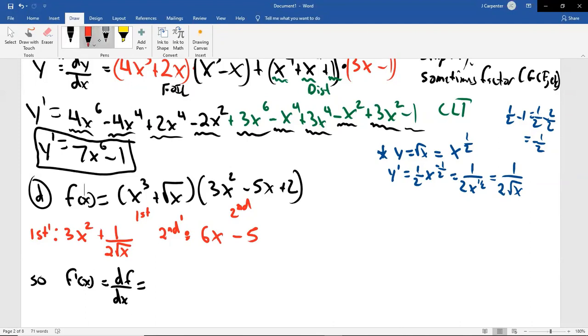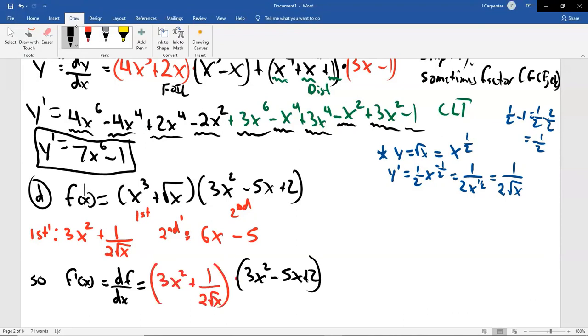So the derivative of the first is the 3x squared plus the 1 over 2 square root of x. 3x squared plus 1 over 2 square root of x. Multiple terms, so wrap it in parentheses, times. So that was the derivative of the first times, now we're going to use the regular second function, not the 6x minus 5. Pay attention. It's the trinomial, the 3x squared minus the 5x plus 2. Multiple terms, so wrap it. Then a plus symbol.